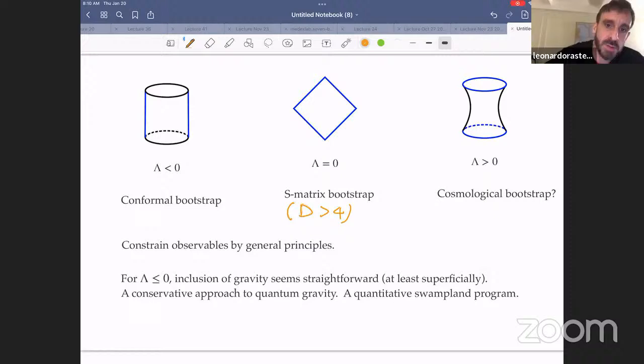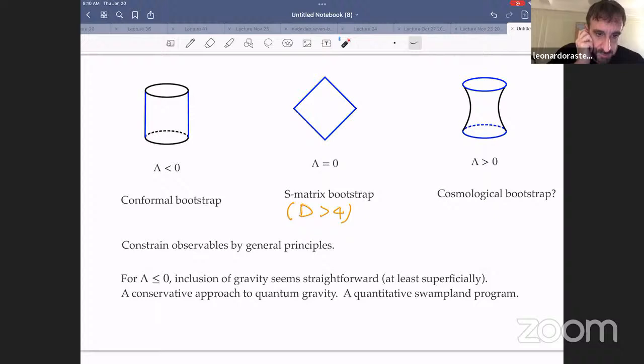general principle is clear. The S matrix is a well-defined observable, and it should obey a certain set of rules, which are a little bit less obvious than the one of the conformal bootstrap, but nevertheless, under plausible physical assumptions, we can carry on this program. And finally, and really I will have truly nothing intelligent to say today, of course, it would be of great interest, both formally and phenomenologically, to study the case of positive cosmological constant.